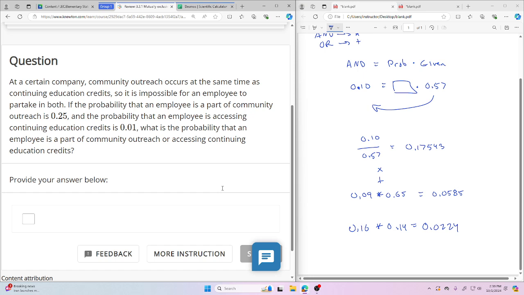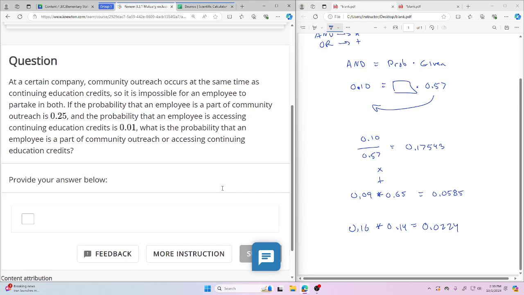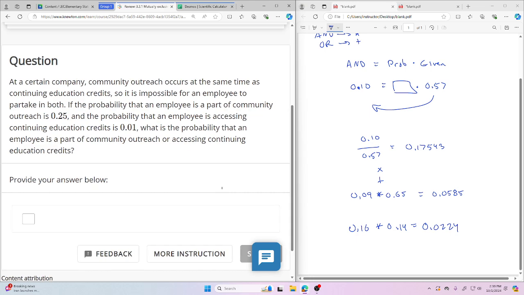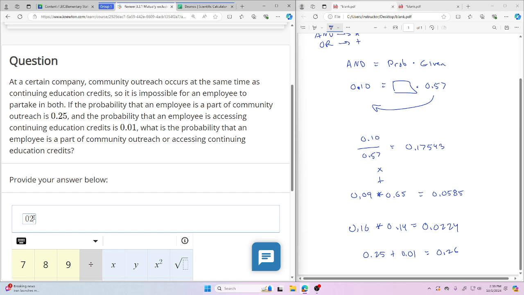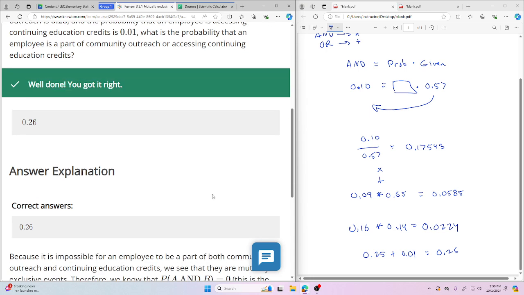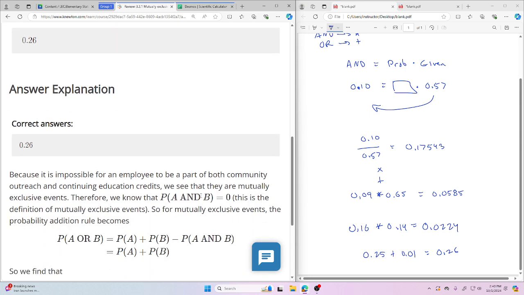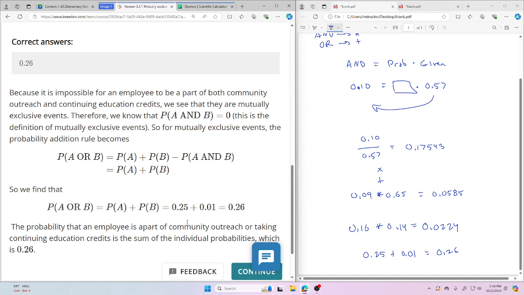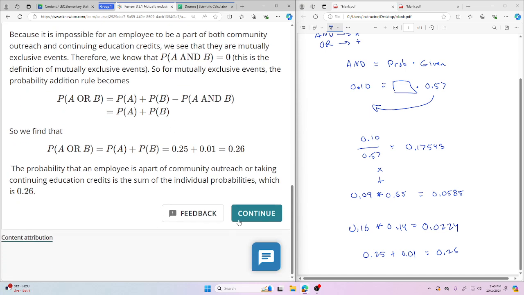Okay. Certain company, we got outreach, probability of accessing this. What's the probability of this or that? See the word or now? And or means to add. I'm going to try it again. There's just 2 numbers, so it shouldn't be too bad. I'm going to add them and see what happens. This is why we're practicing, to see what am I doing on these problems. When it says or, I add. When I multiply, and means multiply. There we go. They're trying to go all crazy with all these formulas, but it's whatever.